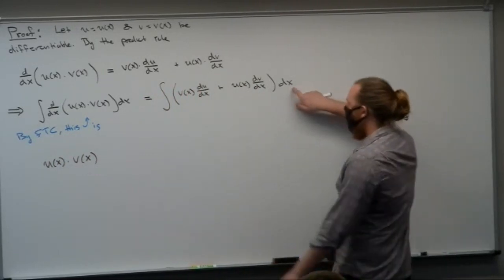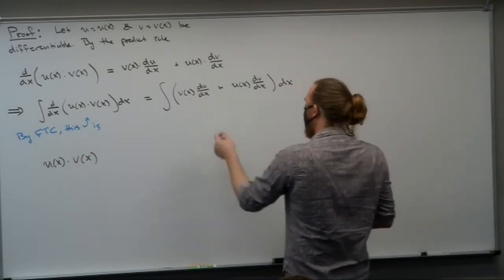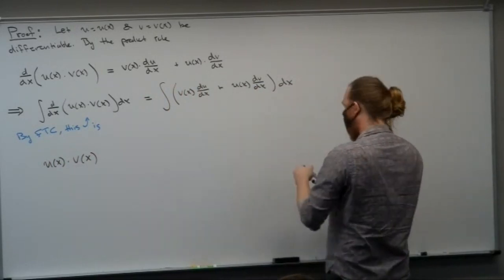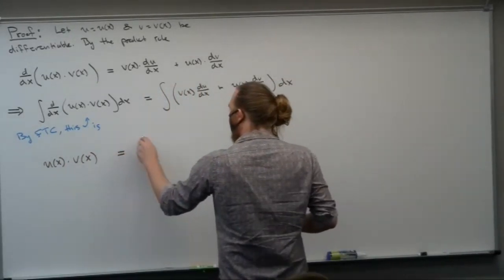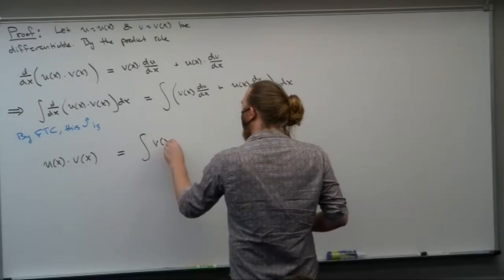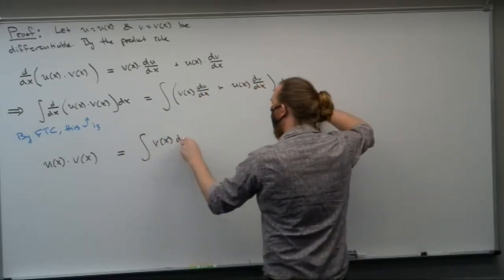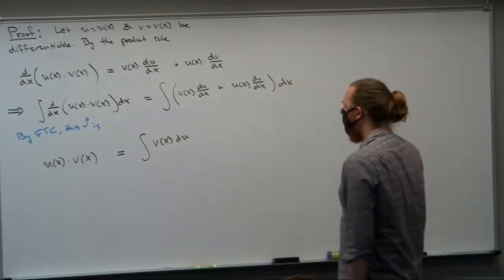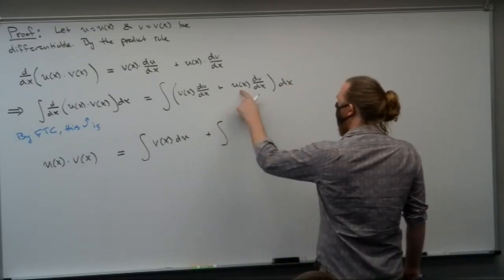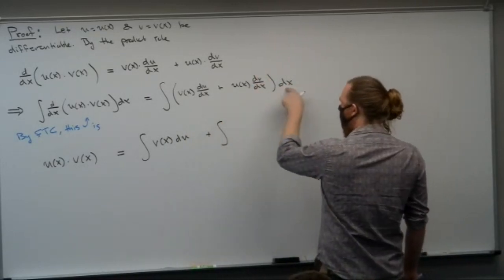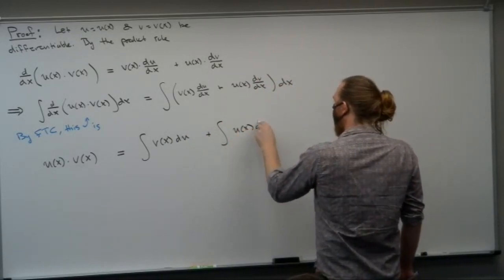On the other hand, over here, again, a sloppy physicist, and I will do sloppy physicist things. I'm going to distribute the dx, split up the integral. This is the integral of v of x times du dx times dx, plus the integral of u of x times dv dx times dx, cancel the dx's, this is u of x times dv.